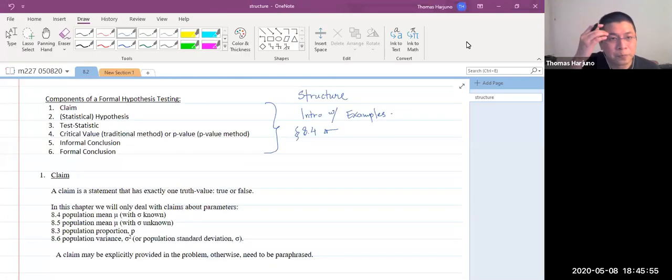I won't be able to finish any one section today, but I will emphasize the structure. Just like before with the confidence interval, I give you the structure first.